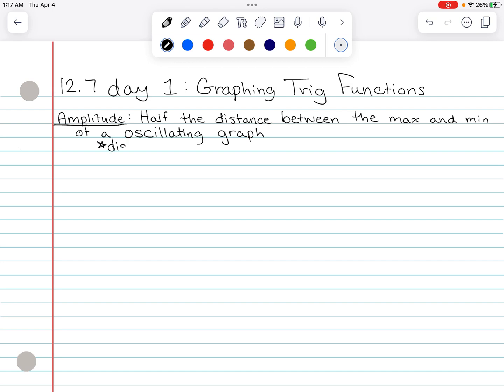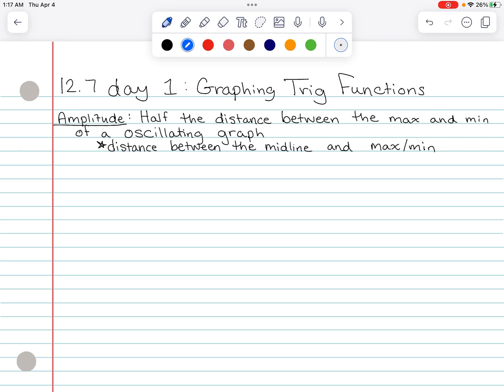Now, because of how these graphs are, you're also going to hear me refer to the amplitude as the distance between the midline and the max or the min. It's easier to think about it that way, actually.